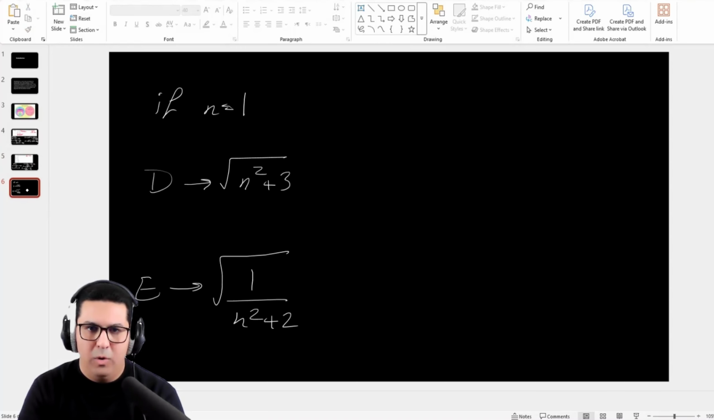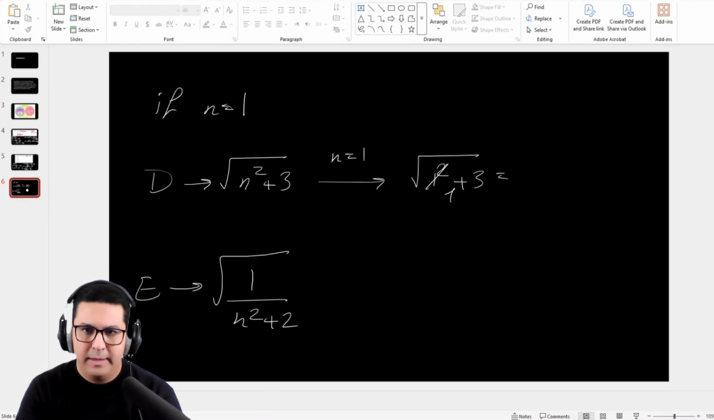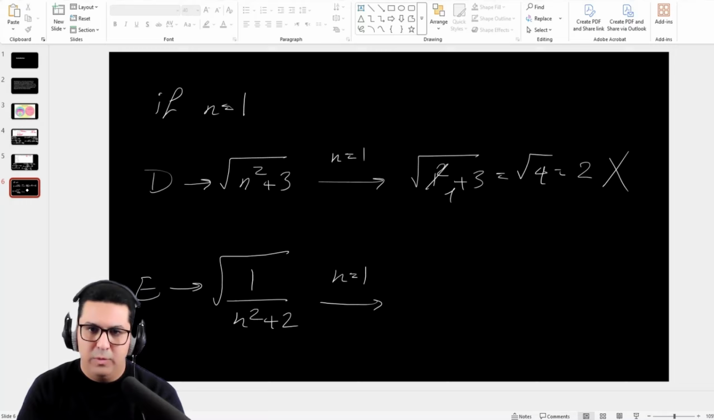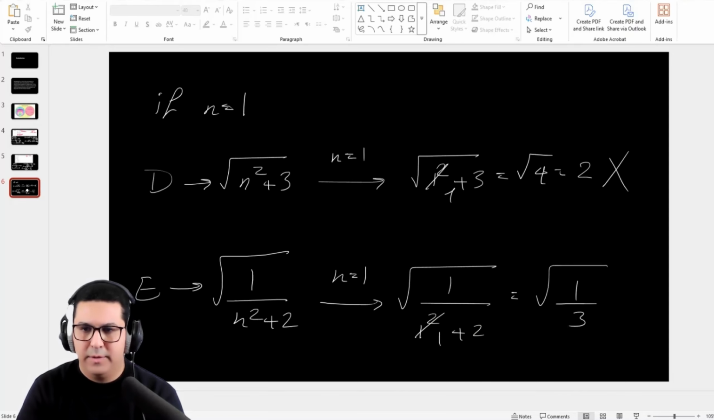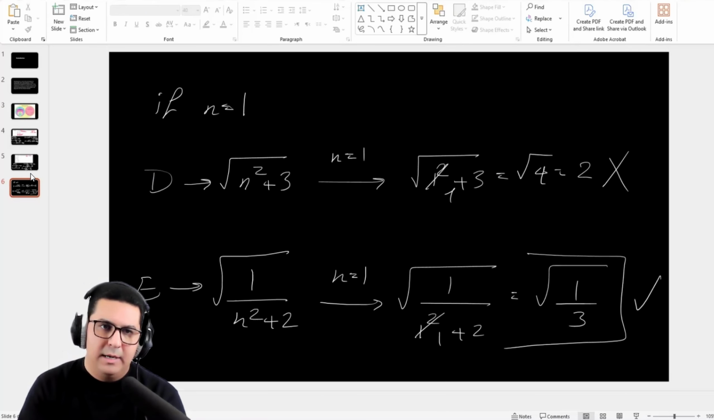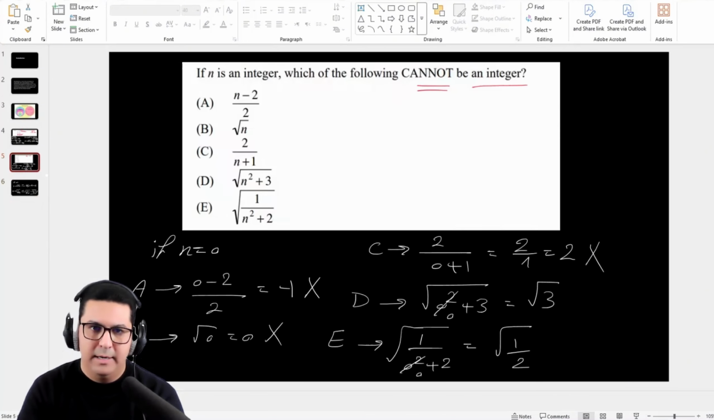If n equals 1, as you see, it is 1 times 2 plus 3, it is 4 and the root is 2. So 2 is an integer, it is not the answer. So n is 1. Again, I consider this 1, 1 times 2 plus 2, it is 1 over 3. So as you see, the final answer is E. E is not an integer.